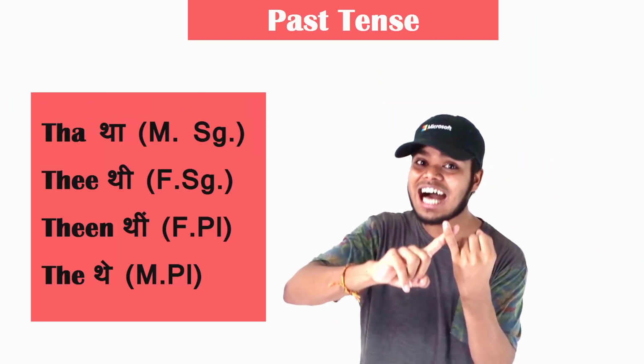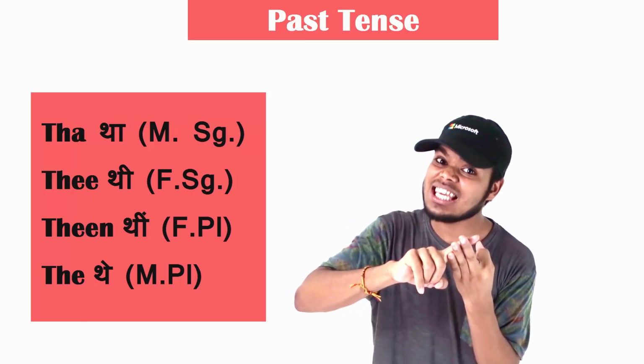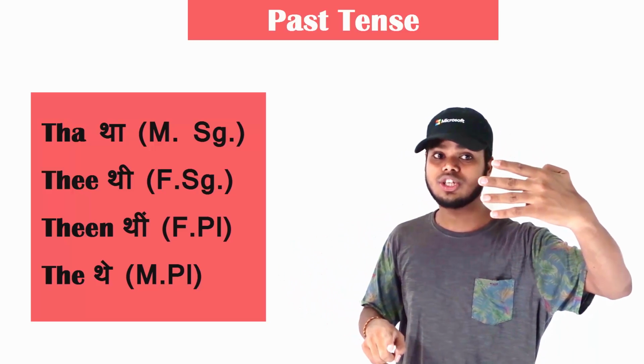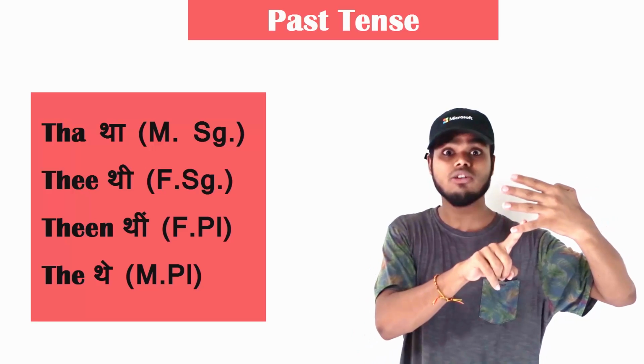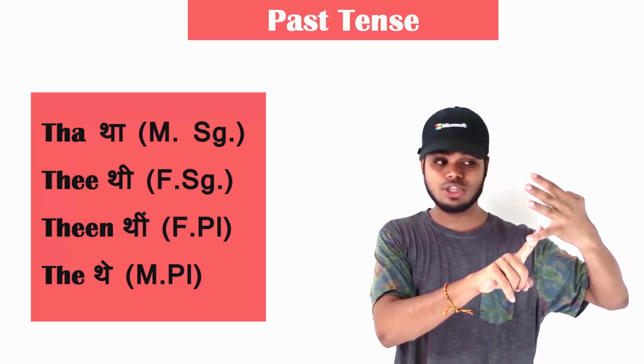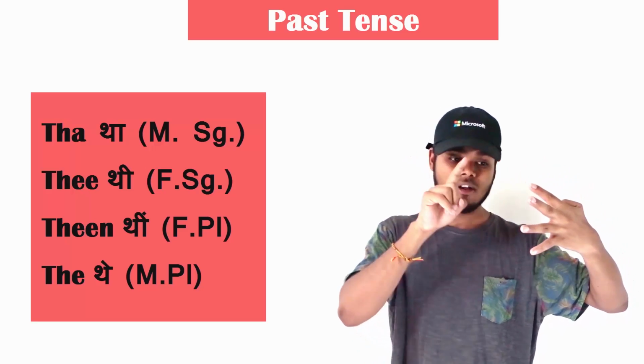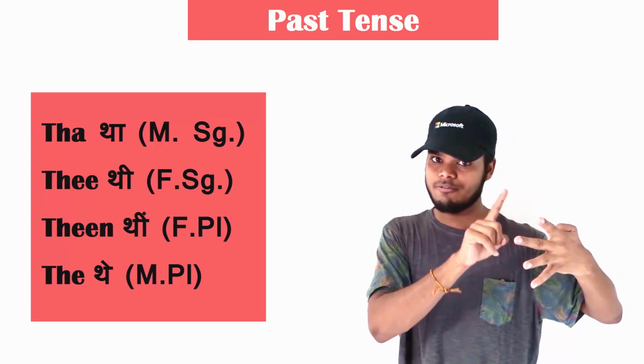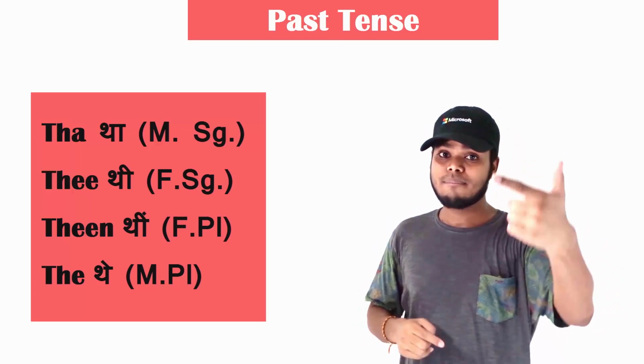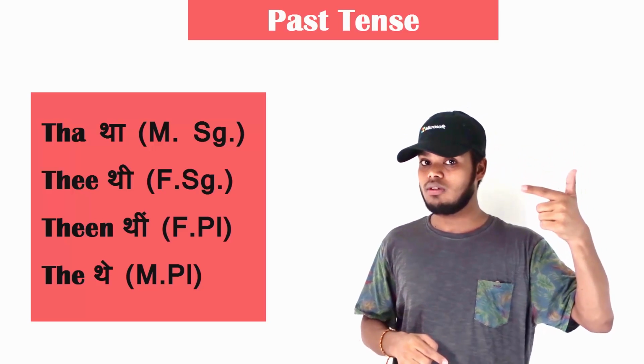So remember था, थी, थी, and थे. These are the four things that you need to know where we use it, right? I already mentioned था for the masculine singular, थी for the singular feminine, थी for the feminine plural, and थे for the masculine plural, and also respectful. Okay, remember that. So that's it for the past tense.